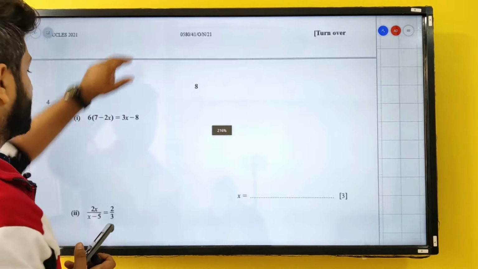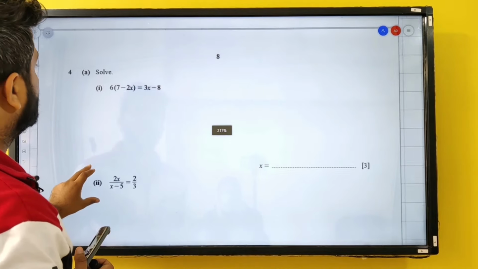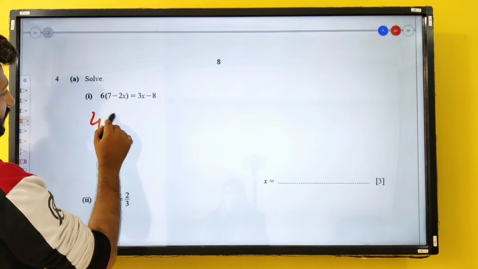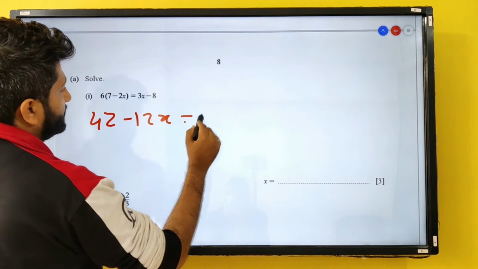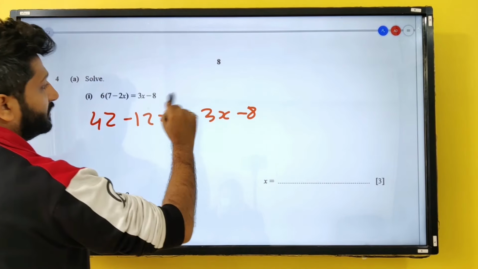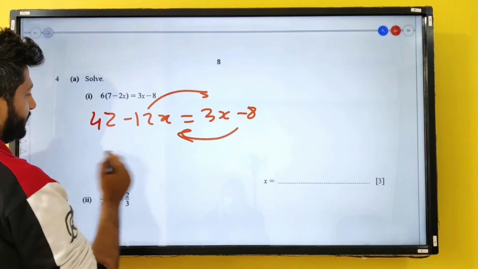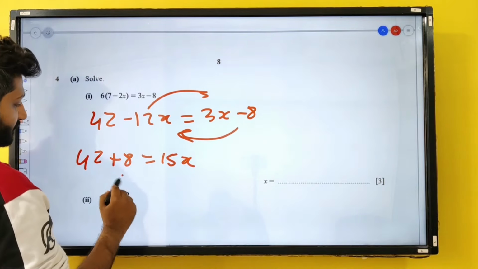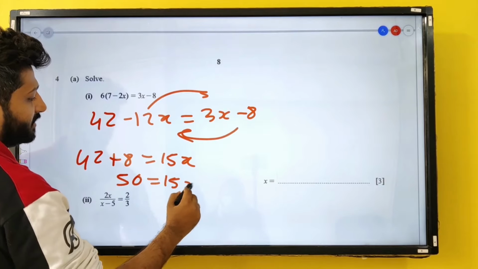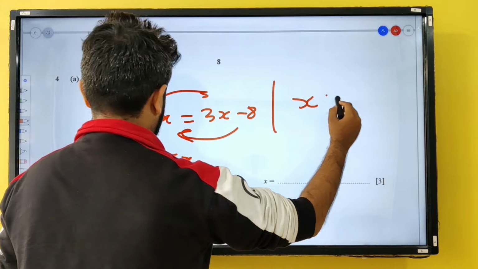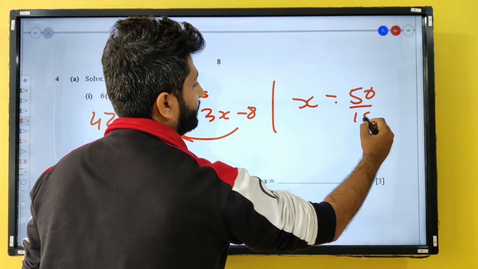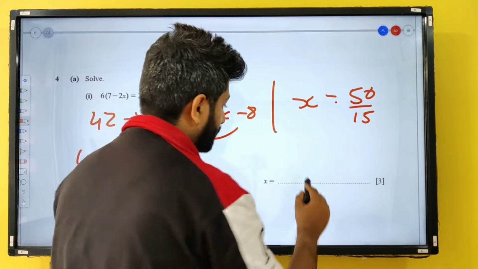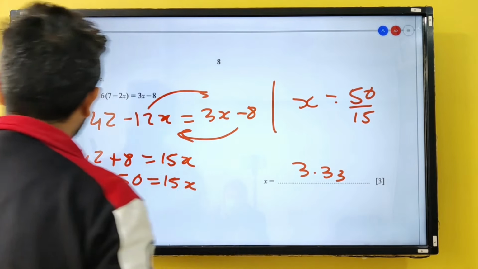Let's move to the next question. Solve. Okay, let me expand. 6 7s are 42 minus 12x is equal to 3x minus 8. Bringing this to the right-hand side and that to the left-hand side, 42 plus 8 is equal to 15x. So 50 equals 15x. My x is 50 upon 15, which is 10 upon 3 or 3.33.